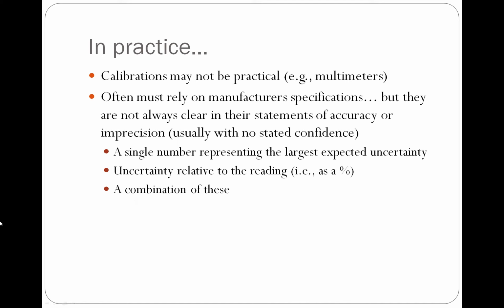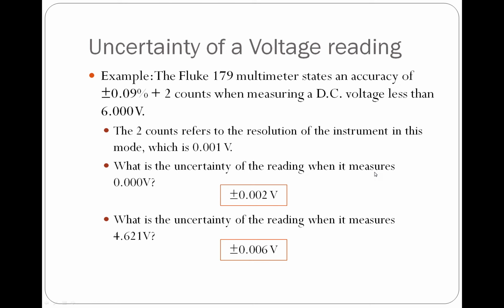Oftentimes, it'll be a single number that represents the largest expected uncertainty. Sometimes it will be the uncertainty relative to a reading, so it might be a percentage of the reading, or it may be some combination of these. And again, usually they're not stated with confidence, so we assume that it's going to be a worst case, or the largest expected uncertainty. Right?